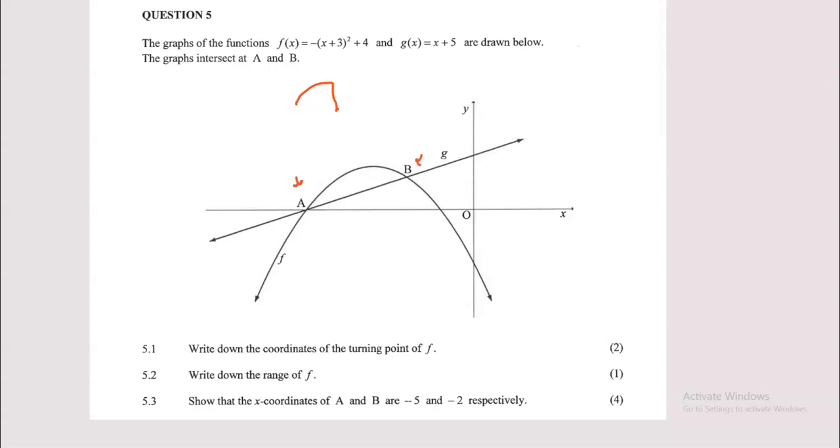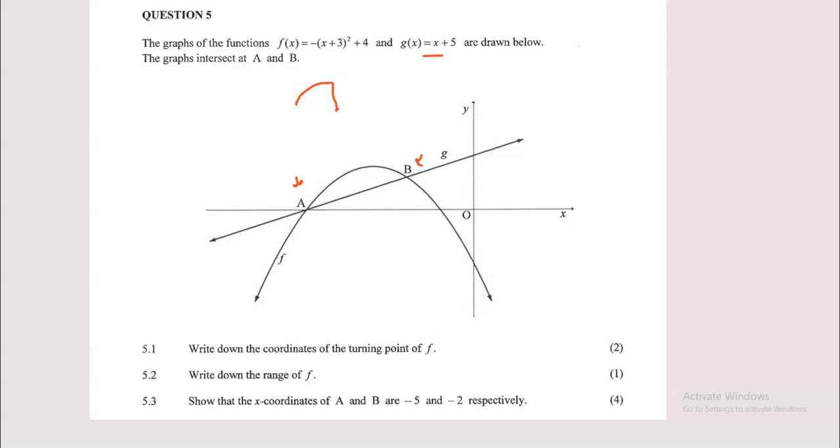What can we notice about A and B? That's where both graphs, your parabola and your straight line graph, are meeting. So those two points A and B are the points of intersection because both graphs are meeting. So here F is your parabola and then G is your mx plus c graph, or your straight line graph.